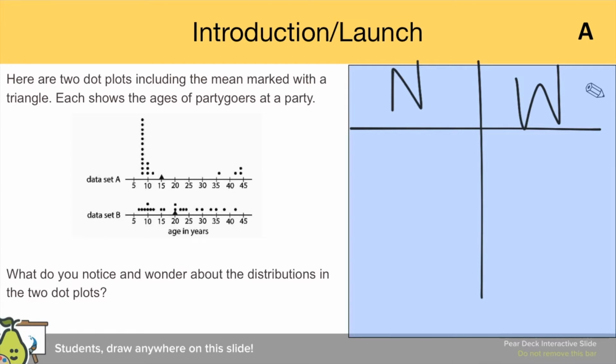They may notice that the ranges and values of the 2 data sets are about the same. They may notice that most points in the first data set are clustered around 8 and 10, only a few are much higher. The mean for the first data set is located where there are no observations. They may notice that the points in the second data set are not clustered anywhere. They are distributed along the dot plot between 5 and 42 years. The MAD values could be close for the 2 data sets.